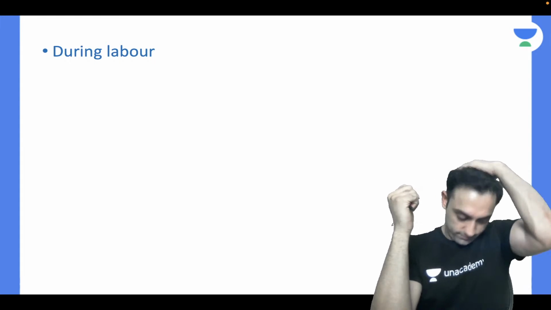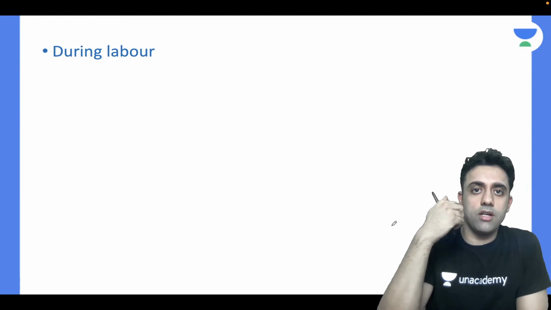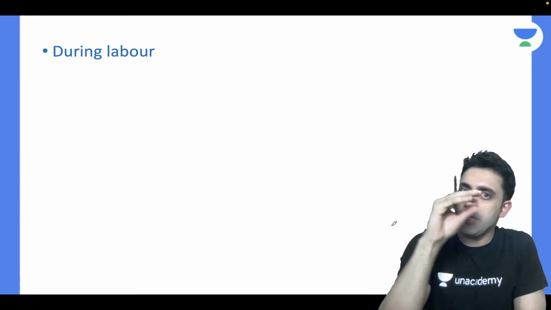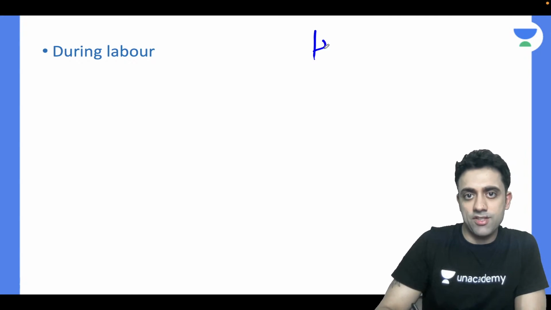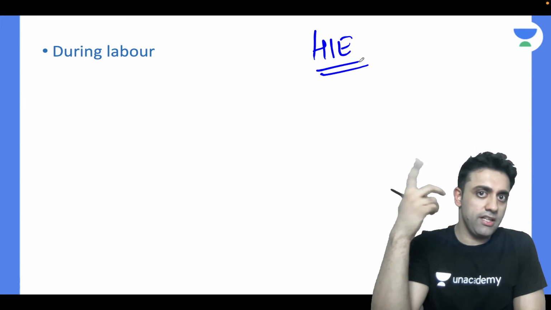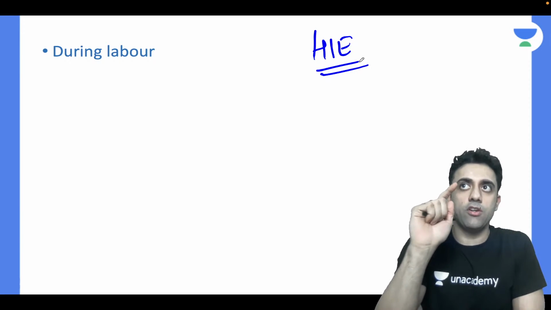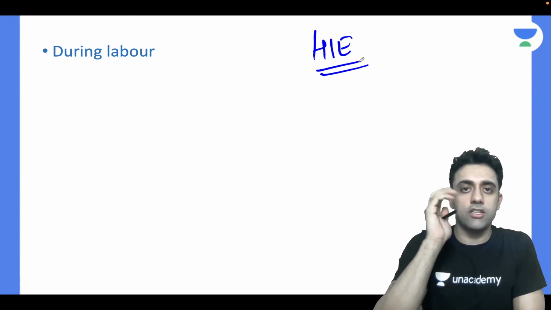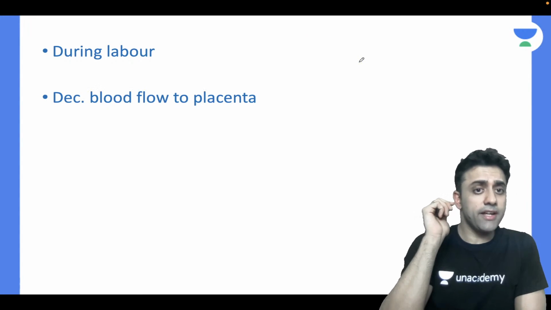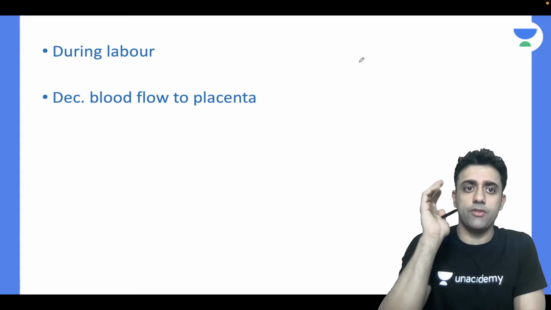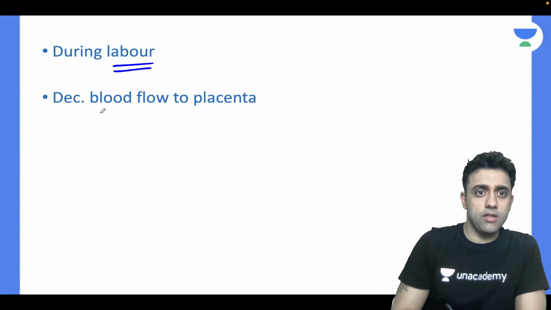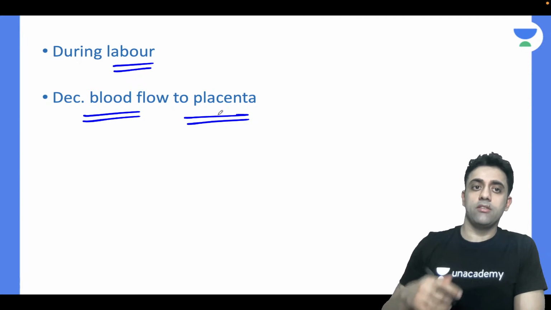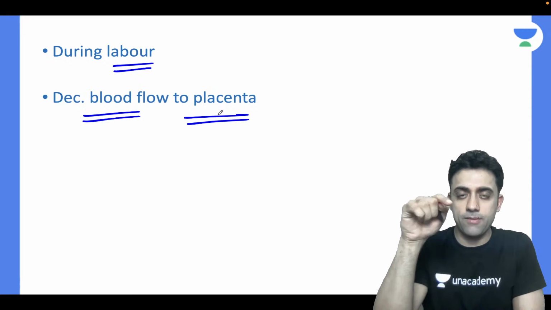Okay. So, HIE. Now we need to know the pathophysiology. What happens during labor? Which topic are we discussing? HIE. Our whole story revolves around baby did not cry. Why did the baby not cry? What was the reason? During labor, there is decreased blood flow to the placenta. Listen carefully. Whatever I'm teaching, understand, okay?